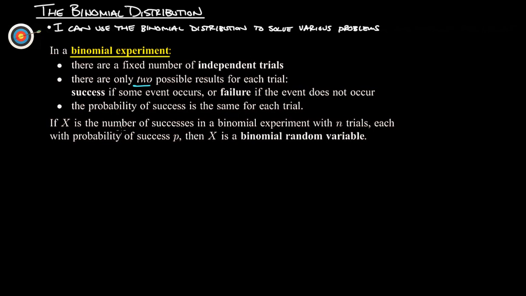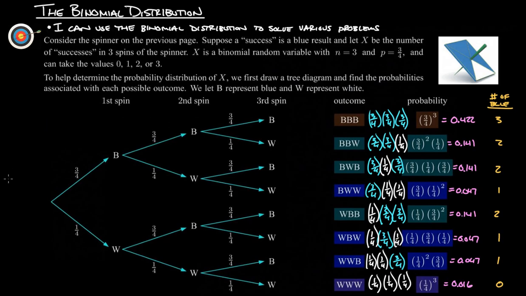If X is the number of successes in a binomial experiment with n trials, each with probability of success p, then X is a binomial random variable, which I know a lot of you are like, what does that mean? So glad you asked. Let me show you what that means.